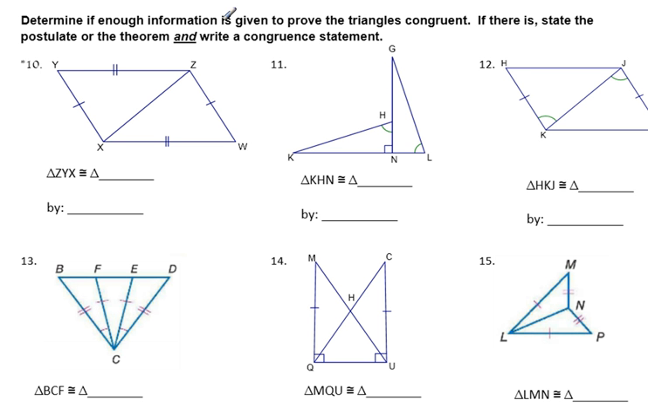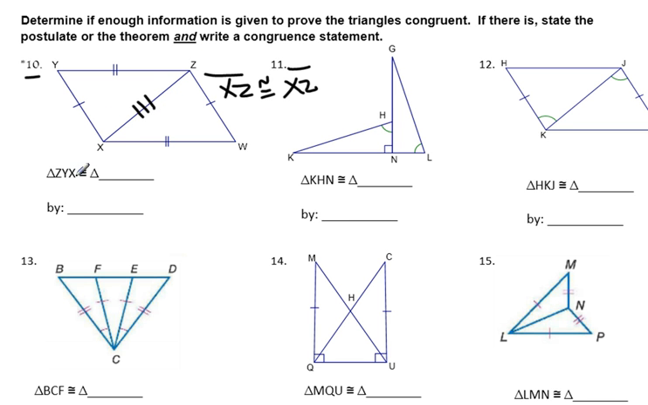Okay, number 10. Determine if the information given is enough to prove the triangles are congruent. If there is enough information, state the postulate or theorem and then write the congruent statement. So for number 10, the first thing we mark is that side xz is congruent to side xz because of our shared side theorem.